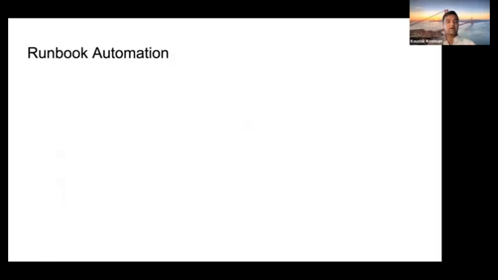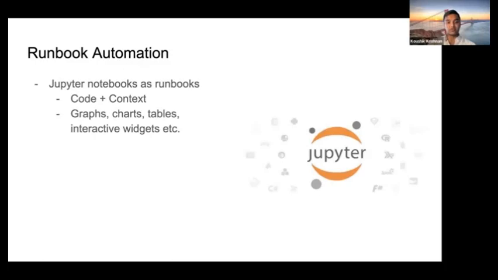Automation is a good way to do this. When we talk about runbook automation, there are many tools out there. Many incident management platforms and observability platforms will have some kind of automation component. These are usually proprietary, low-code or no-code places where you can encode your logic. But another tool that's recently been used a lot for this same purpose is the Jupyter Notebook.